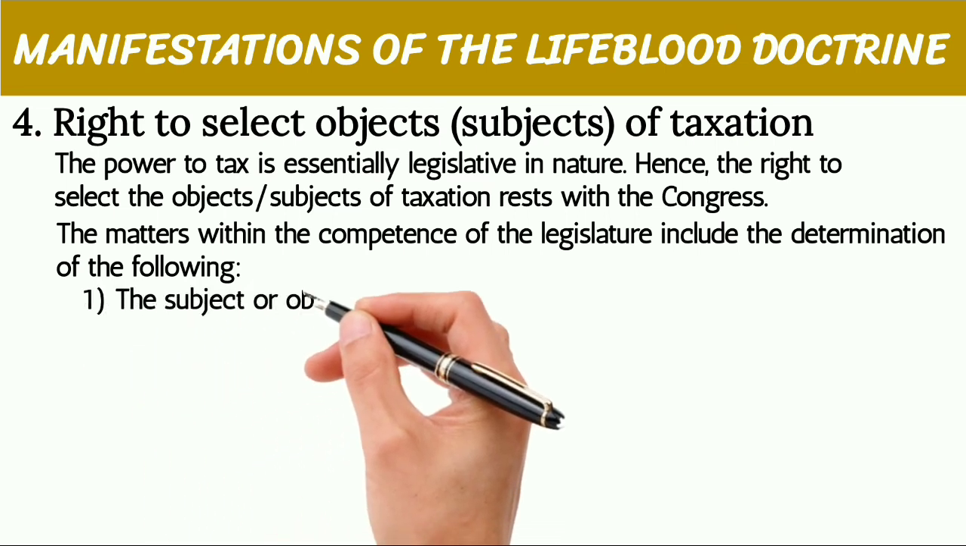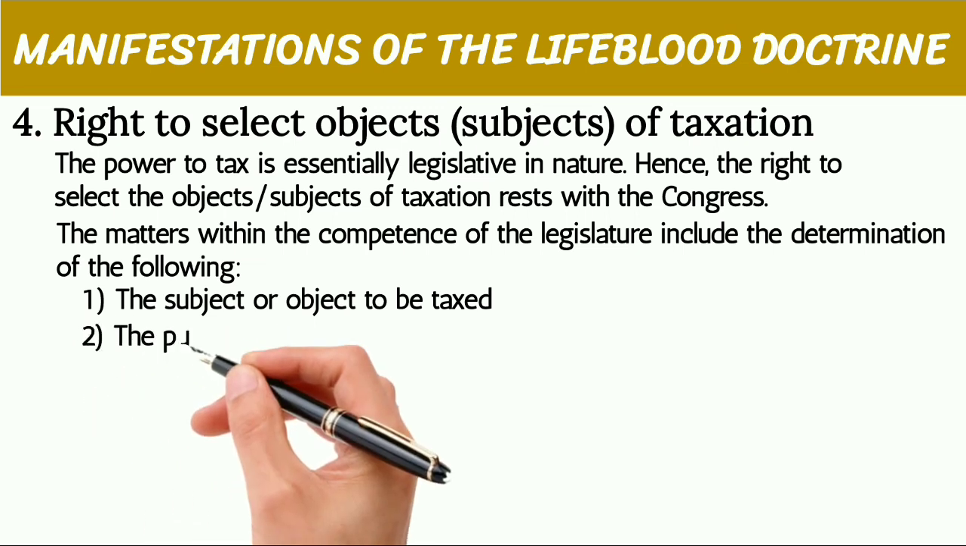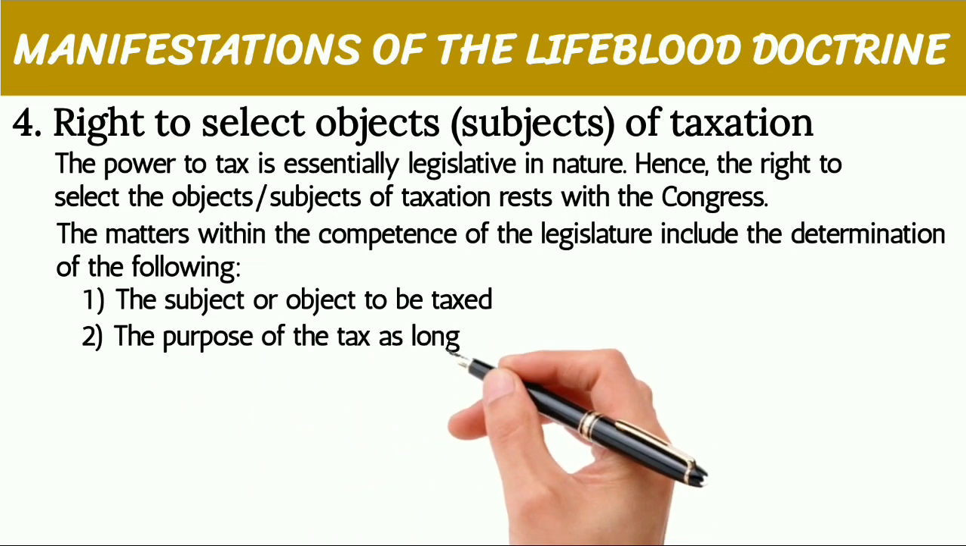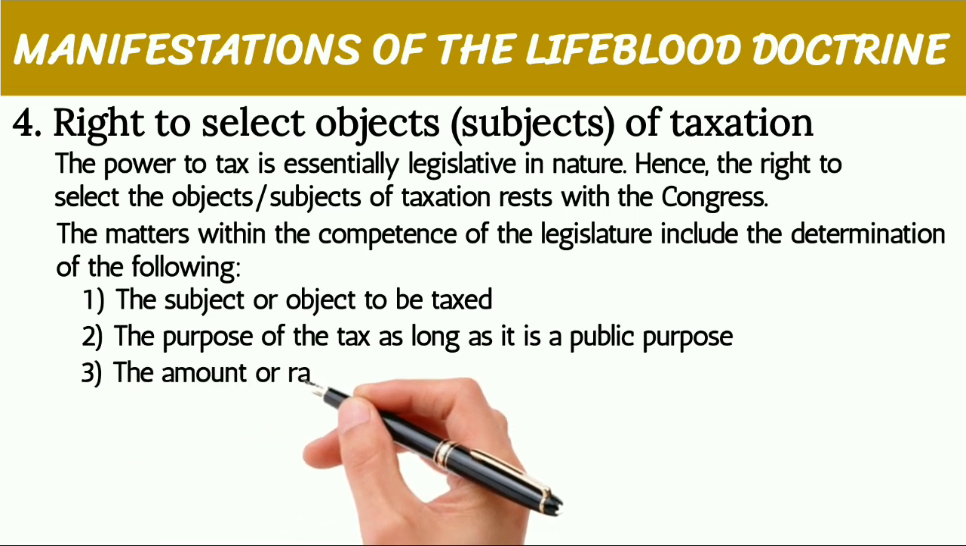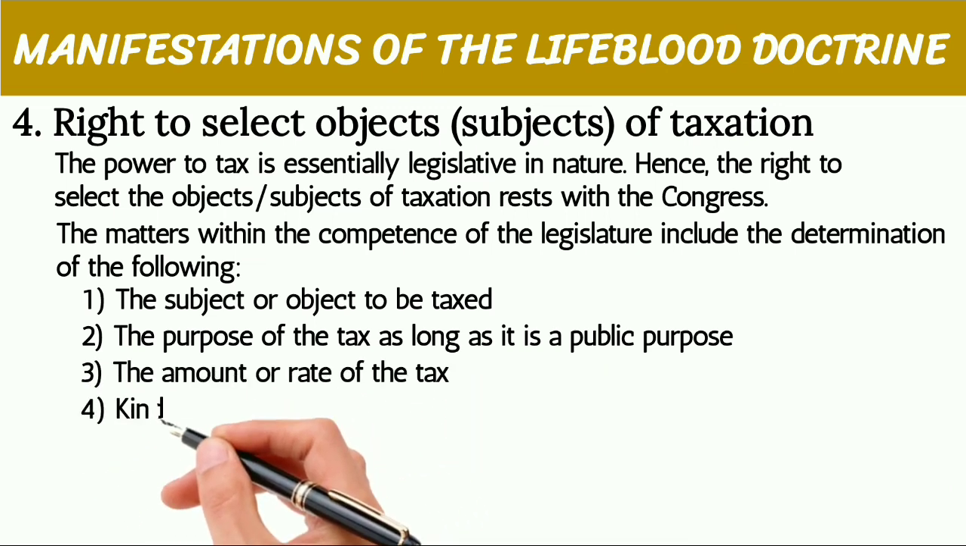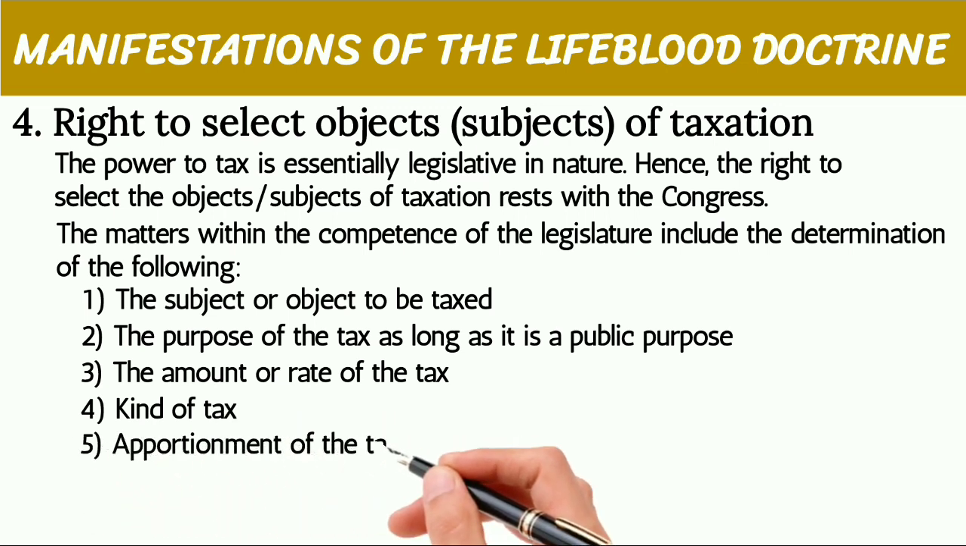First, the subject or object to be taxed. Sino nga ba at ano nga ba ang papatawan ng taxes? Second, the purpose of the tax, as long as it is a public purpose. Kasi nga, di ba, if a private purpose yan, it is invalid. Third, the amount or rate of the tax. Fourth, kind of tax. Fifth, apportionment of the tax. Saan ba i-apportion yung tax? Para saan at para kanino gagamitin yung taxes.